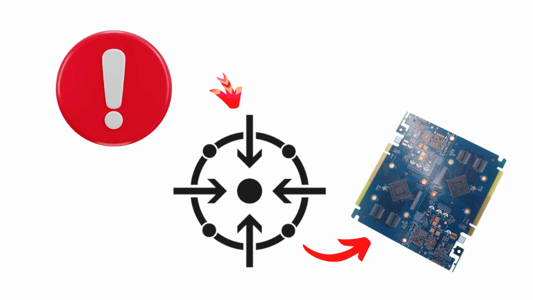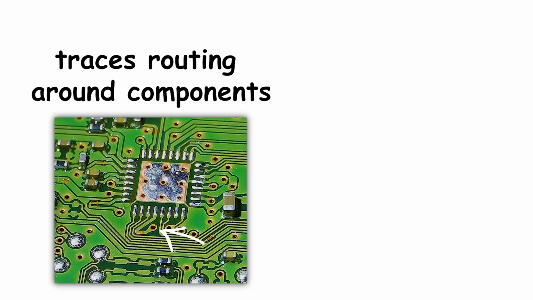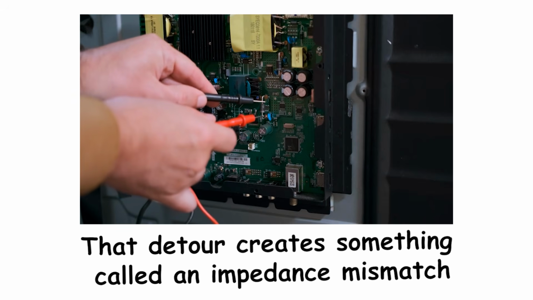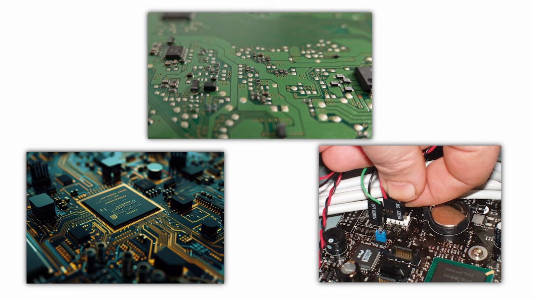There's a second physics problem specific to 4-layer designs: path length. When a board has fewer layers, traces routing around components sometimes can't take the most direct path. They detour. That detour creates something called an impedance mismatch, a point in the trace where the electrical characteristics of the conductor change.